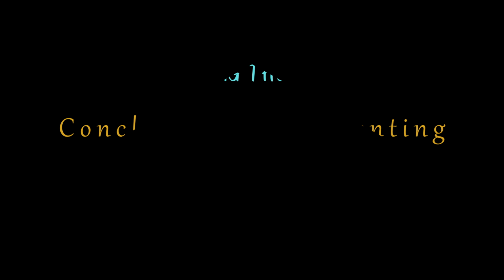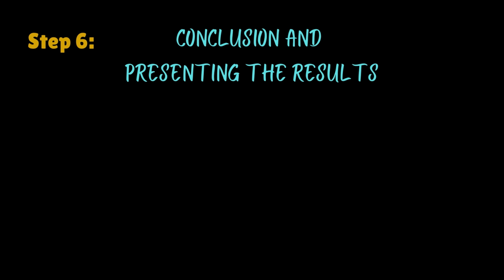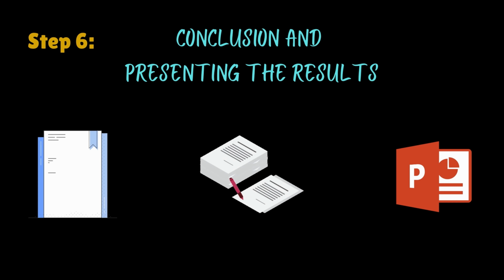Conclusion and presenting the results. This is the final stage of the data analytics process. In this step, the analyzed data is formally presented to the stakeholders in a simple and effective way. Although there are different methods to communicate the results such as reports, recommendations, PPT, etc., one of the most effective methods used for communicating the data is through data visualizations.